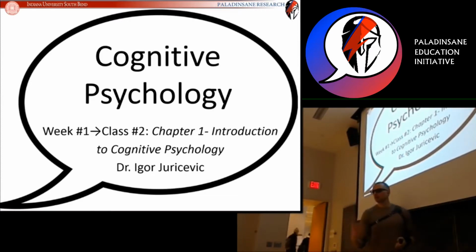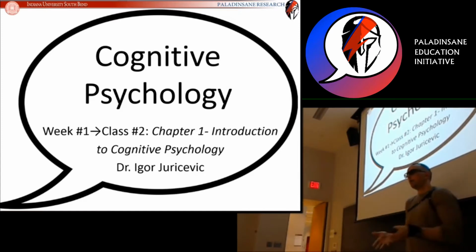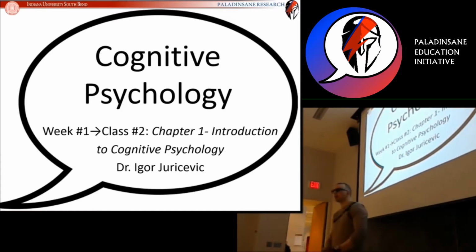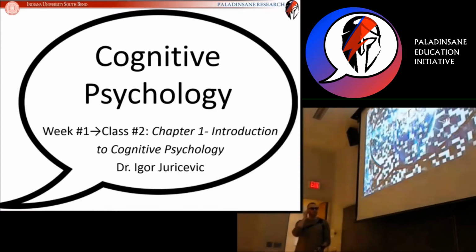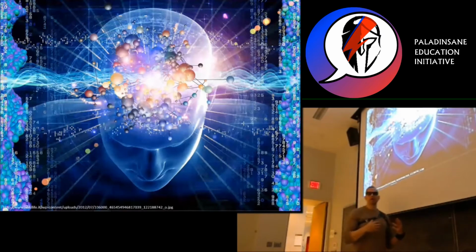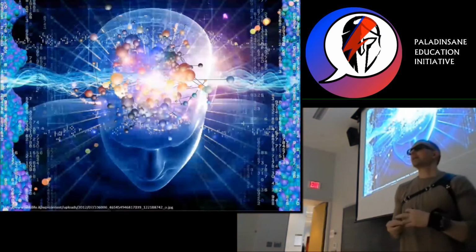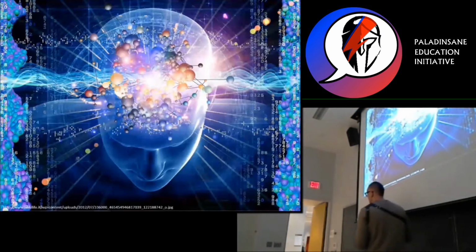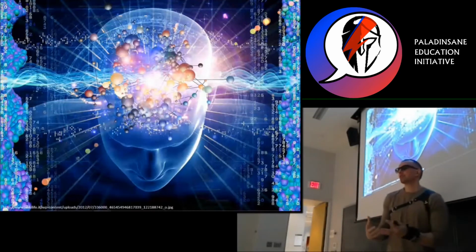How do they think about the mind? How do they think about cognition? And what does that mean for the theories and ideas that we are going to encounter this semester? So again, this is going to be all about how our minds actually work. And the human mind is one of the most bizarre and complicated things in this universe.